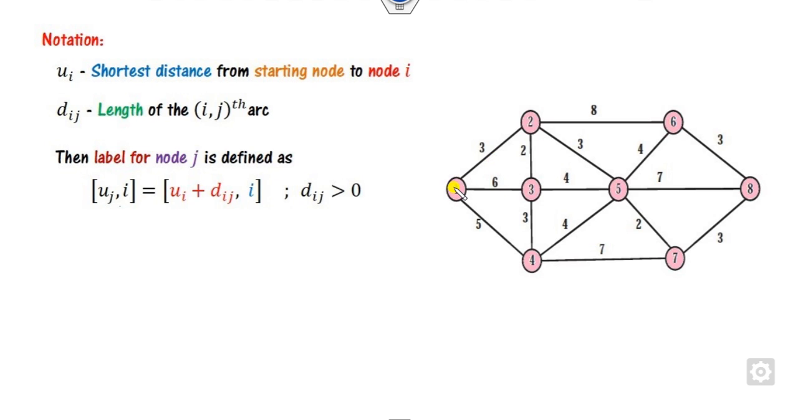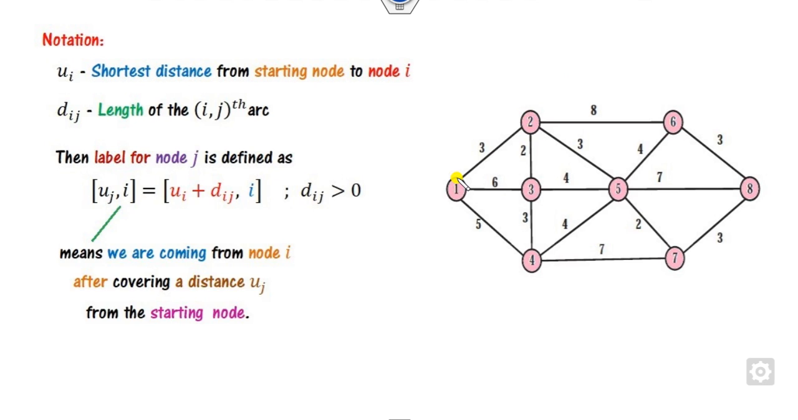If you start from here, and this node has the value 0, then the label for the next node is 0 plus 3, comma 1. The meaning is that I can reach node 2 from node 1. Here it means we are coming from node i, after covering a distance dij, after covering a distance ui from the starting node.